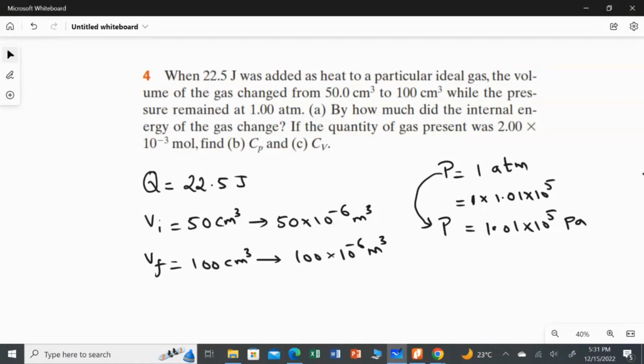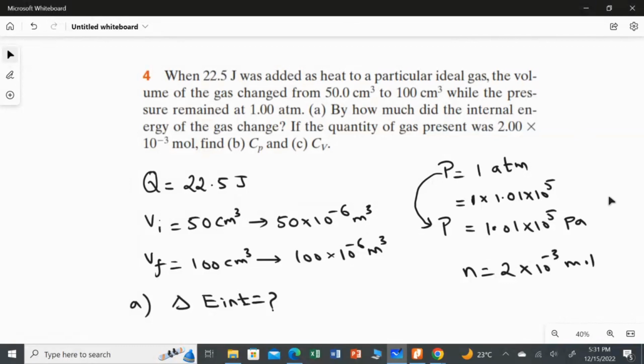And the number of moles here they mention as n, which is equal to 2 multiplied 10 power minus 3 mole. So all these values are given in this question. By using these values, in the first part of the question we are going to find the change in internal energy. So we are going to find the internal energy change.